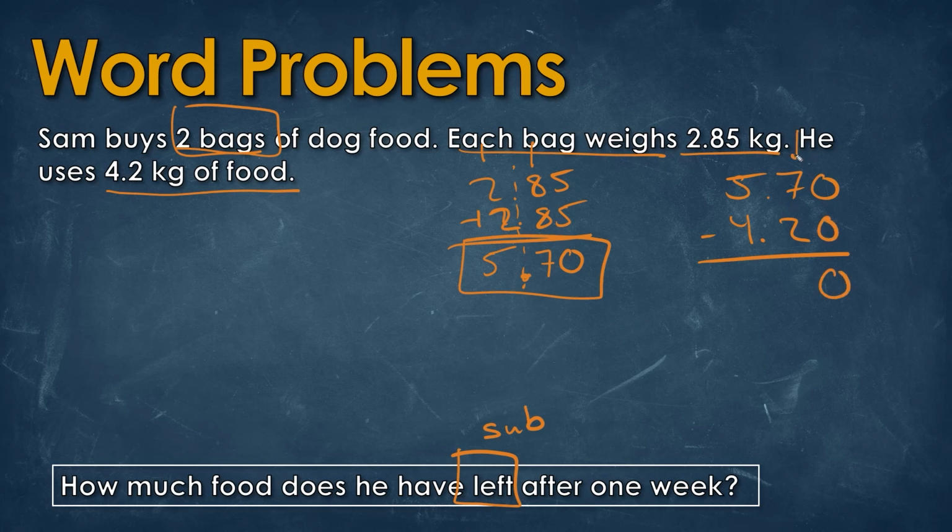And then moving on to the next column, we have a 7 minus 2, which is going to give us 5. And then 5 minus 1 is going to give us 1. So he has a total of 1.5 kilograms of dog food left.